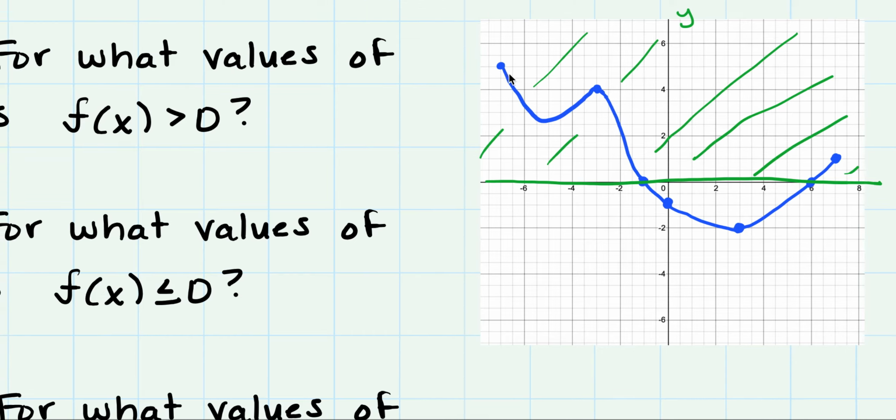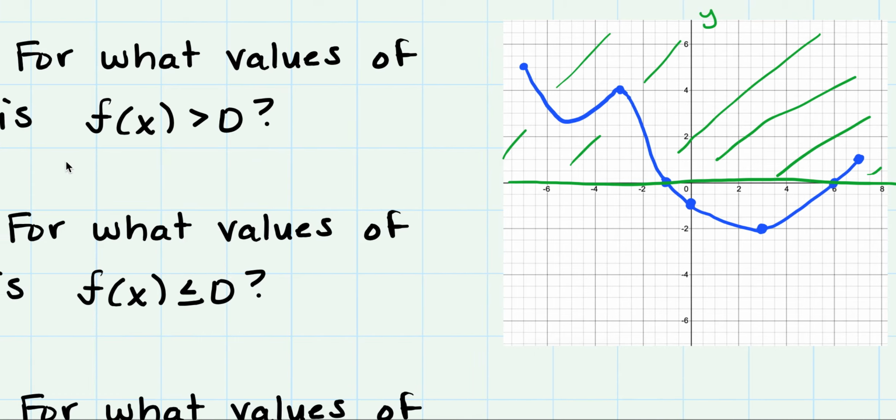If we look at the graph, obviously this piece of the graph is above 0 and it stops right here. Then from here to here, we're less than or equal to 0. And then from here to here, we're above 0. So the x values, remember, we're going to write them in interval notation. We're going to start with the smallest number.